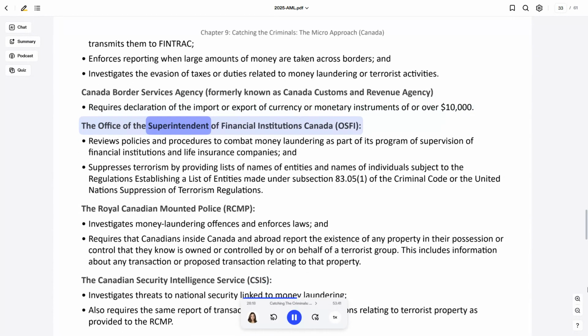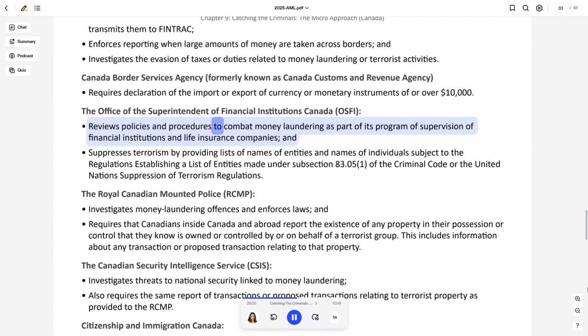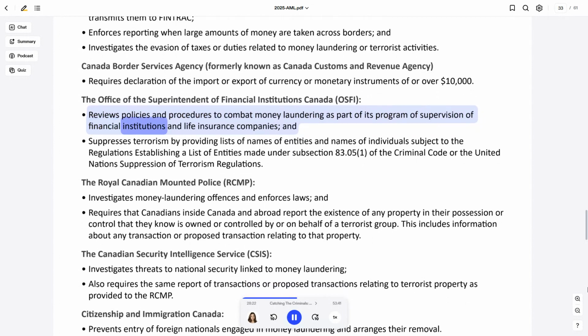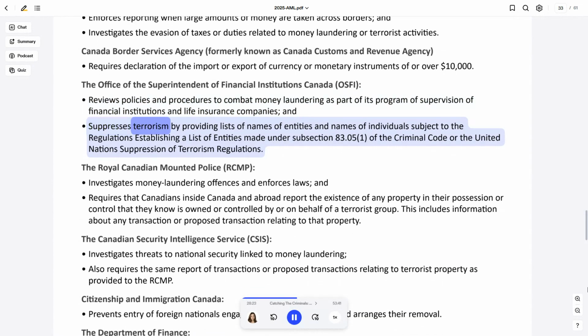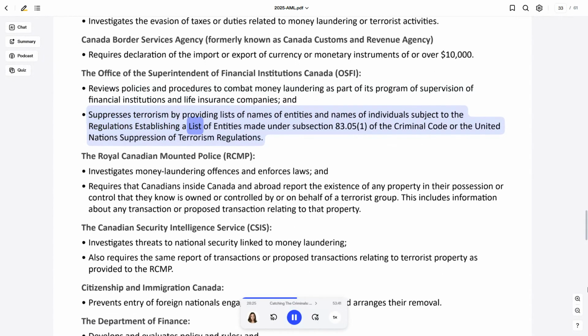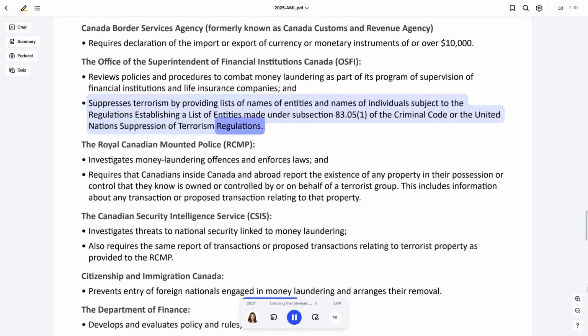The Office of the Superintendent of Financial Institutions, Canada (OSFI), reviews policies and procedures to combat money laundering as part of its program of supervision of financial institutions and life insurance companies, and suppresses terrorism by providing lists of names of entities and names of individuals subject to the regulations establishing a list of entities made under subsection 83.05(1) of the Criminal Code or the United Nations Suppression of Terrorism Regulations.